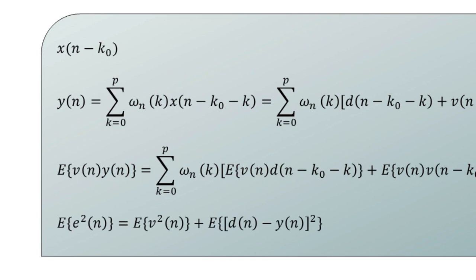From this expression it can be concluded that minimizing capital E of e square of n is equivalent to minimization of capital E of square of the difference d of n minus y of n, the mean square error between d of n and the output of the adaptive filter denoted by y of n. Therefore the output of the adaptive filter is the minimum mean square estimate of d of n.